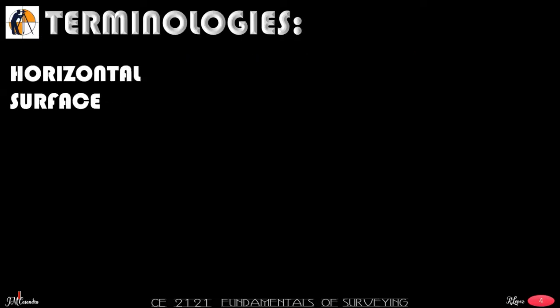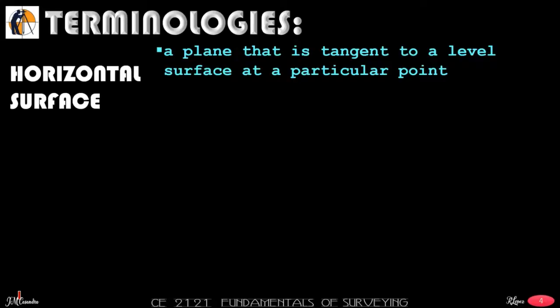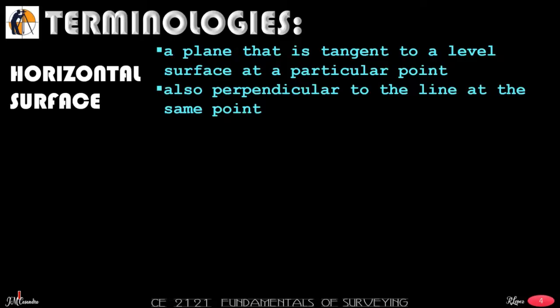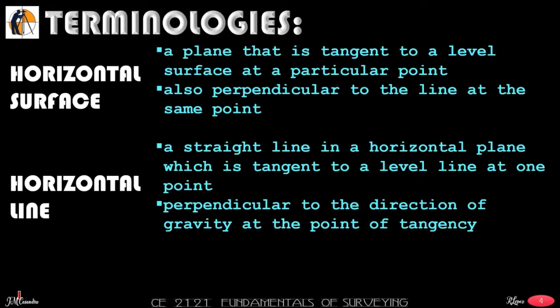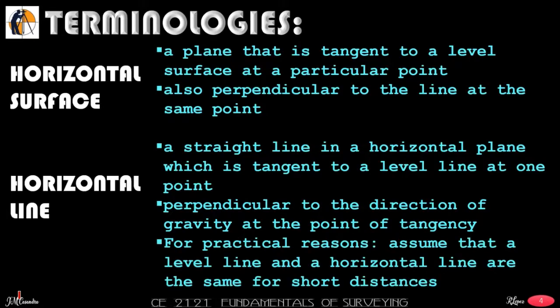Next, we have the horizontal surface, which is a plane that is tangent to a level surface at a particular point. It's also perpendicular to the plumb line at the same point. For a horizontal line, this is a straight line in a horizontal plane which is tangent to a level line at one point, so it's perpendicular to the direction of gravity at the point of tangency. For practical reasons, we assume that a level line and horizontal line are the same for short distances.